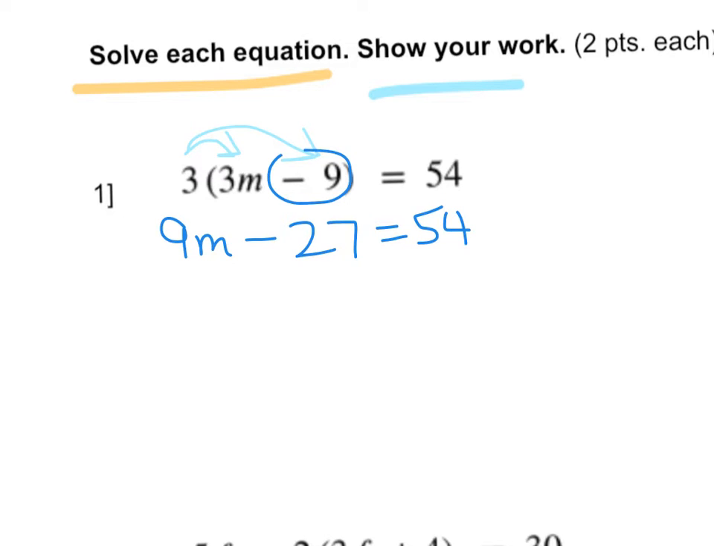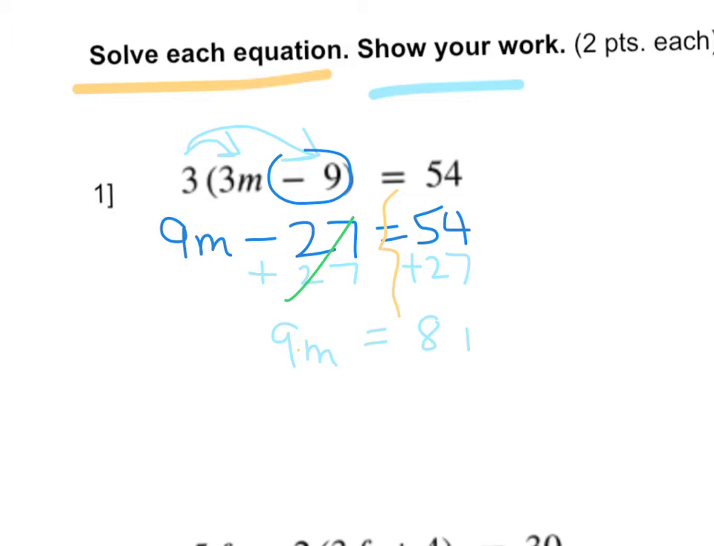I can solve a two-step equation by doing inverse operations. First, I undo addition or subtraction. Since there's subtraction, or minus 27, I add 27 to both sides. That gets rid of the 27. Now 9m equals 81.